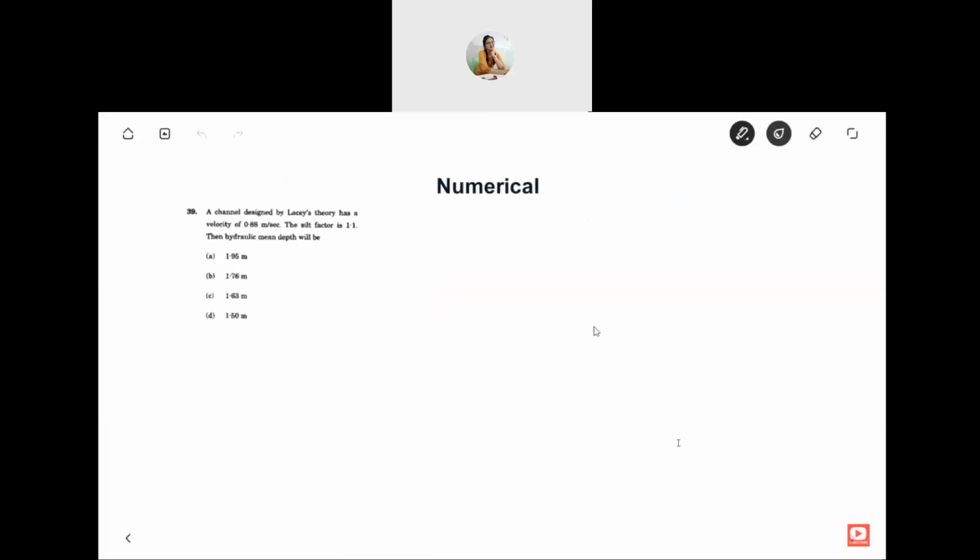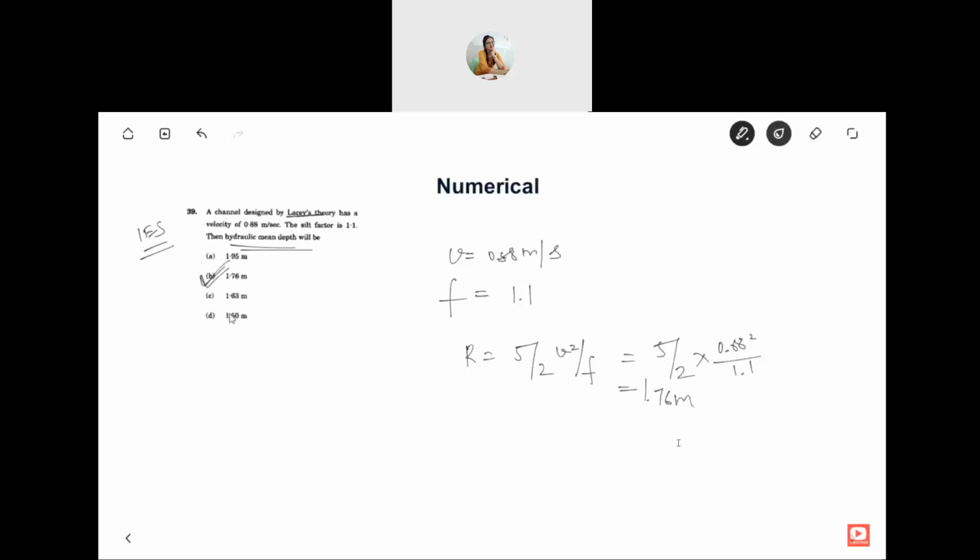Now let us solve a problem which came in the IES exam. It's a simple, straightforward problem where they have given the velocity designed according to Lacey's theory as 0.88 meter per second and the silt factor they have given as 1.1 directly. So what will be the hydraulic mean depth? You know hydraulic mean depth is 5 by 2 V squared by F, which is 5 by 2 into 0.88 squared by 1.1. If you solve this, you will get 1.76 meter. So it is a simple, straightforward problem.